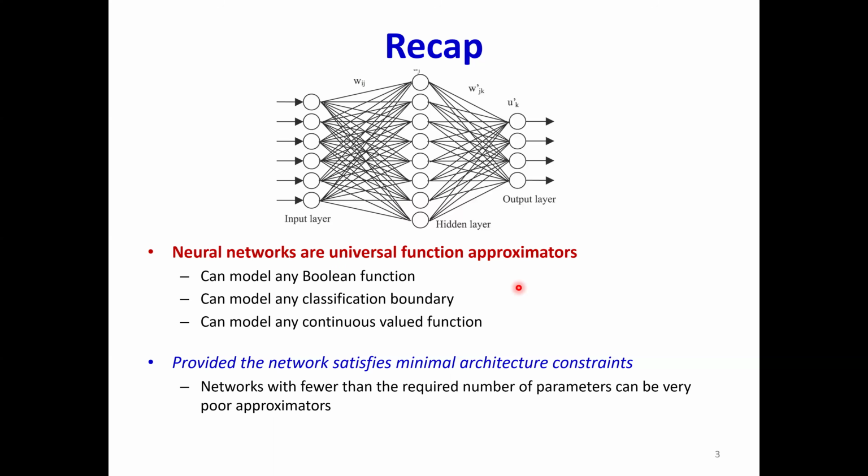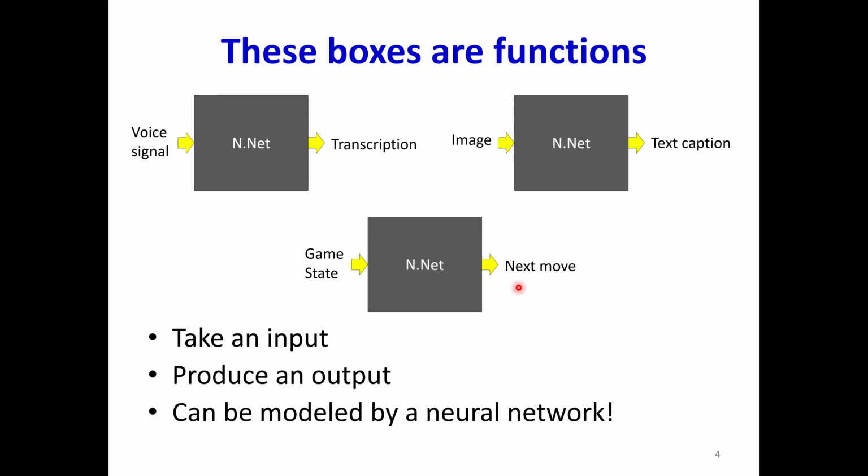We saw this in the last class. Networks that have fewer than the required number of parameters may not work. In fact, they can be very poor approximators. For instance, if you're trying to construct a neural network to compute the XOR function, if you're even one neuron shy of the minimal number of neurons, then the network is going to be wrong 50% of the time. So you need to satisfy minimal architecture constraints.